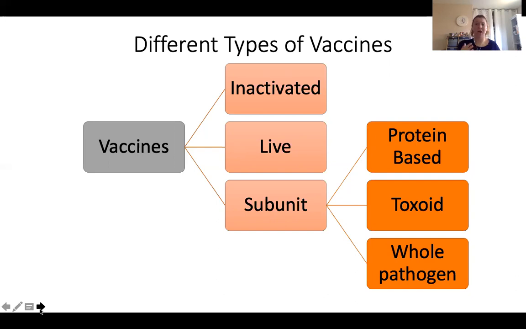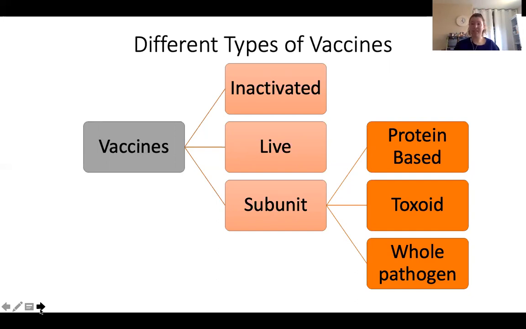Some examples are your yearly flu vaccine. The one that goes in your arm, that's an inactivated vaccine. Another one is polio or hepatitis A or even rabies. Those are all inactivated vaccines that we commonly see.